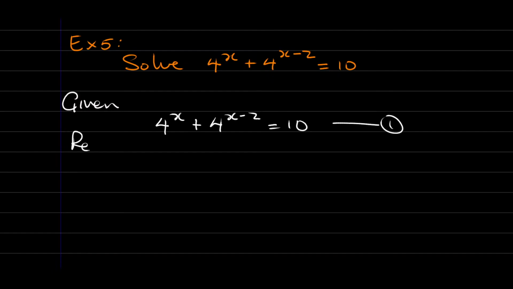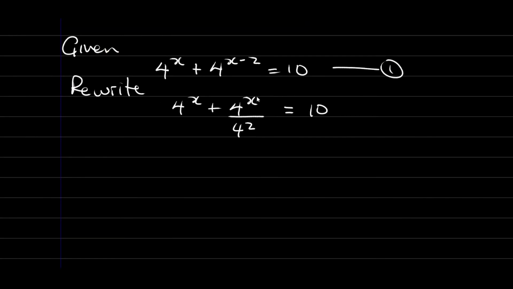So we're going to rewrite 4 to the power of x plus 4 to the power of x over 4 to the power of 2 equal to 10, right? This is just using one of the indices laws that we learned about. Now I can factor out that 4 to the power of x. So 4 to the power of x times (1 plus 1 over 4 squared). 4 squared is 16, so that's 1 over 16. And this is 1, so that's 16 over 16. So that'll be 17 over 16 equal to 10.